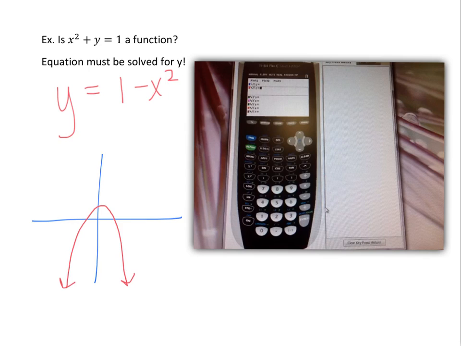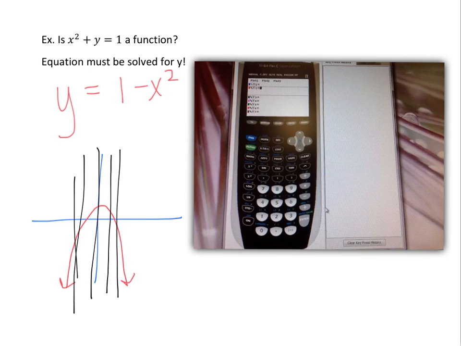So my graph was an upside down parabola. And to determine if it's a function, we're going to do what's called the vertical line test, which is basically where I can take a vertical line, draw it anywhere in the graph, and it never crosses my graph more than once. So for this case, it is a function.